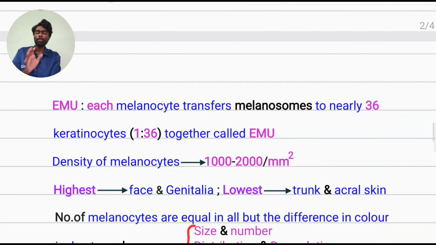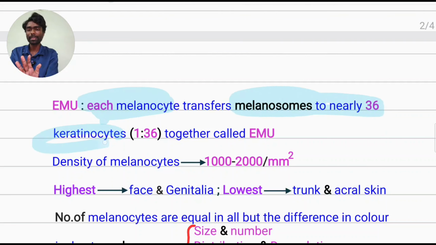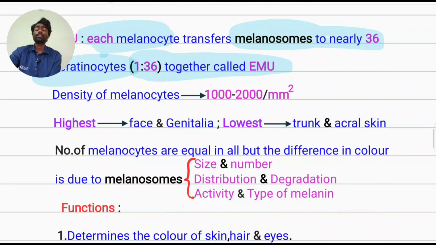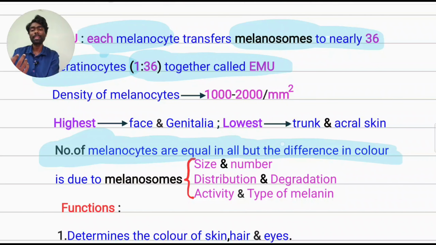Coming to epidermal melanin unit. Each melanocyte transfers melanosomes to nearly 36 keratinocytes. This one melanocyte to 36 keratinocytes together is called the epidermal melanin unit. The number of melanocytes will be the same in all individuals, but why is each individual different in color? Because of melanosome size, number, distribution, their degradation rate, activity and type of melanin. These are the factors which differentiate the skin color from individual to individual.